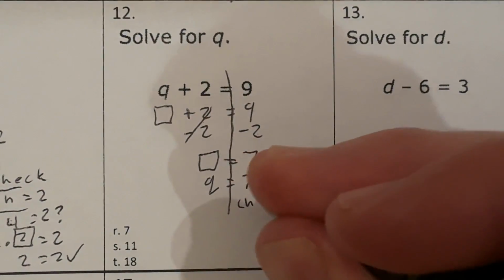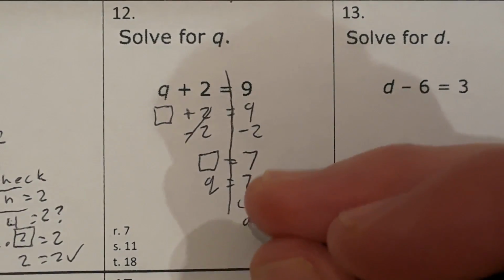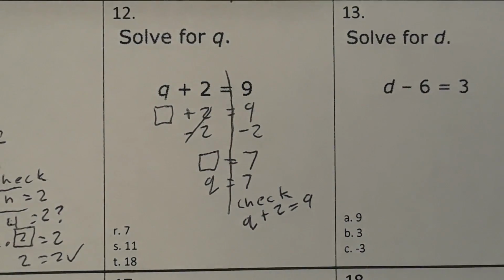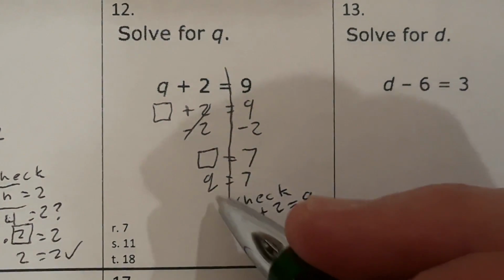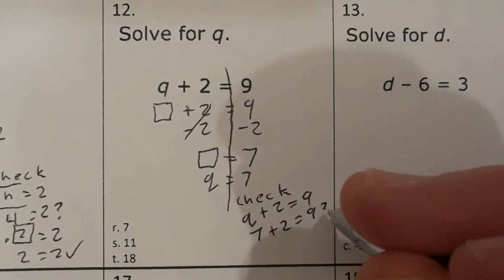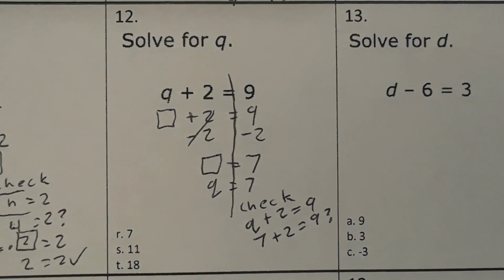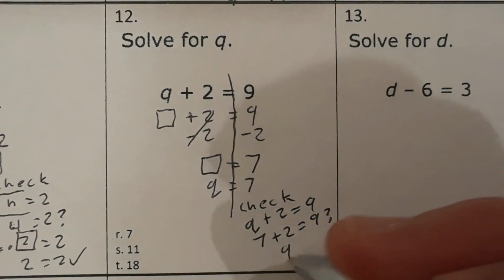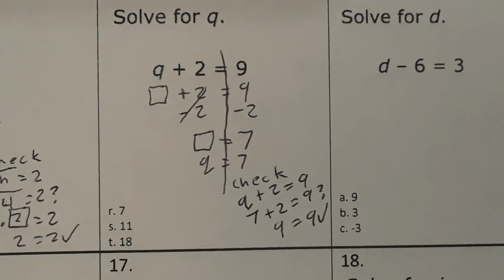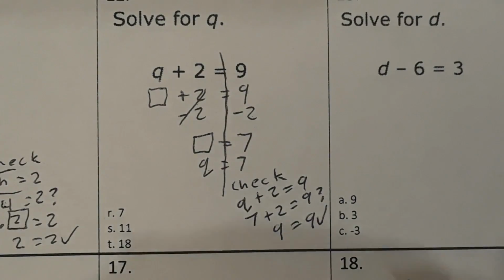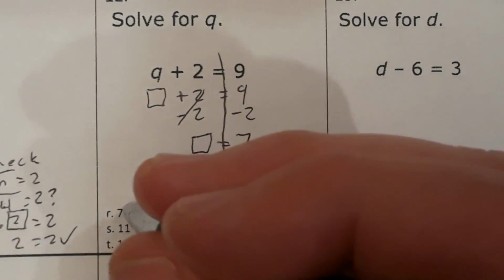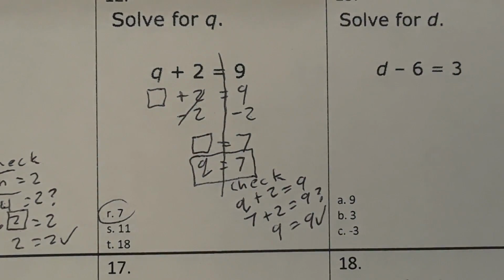Alright, here we go. Check and see if it's true. Q plus 2 equals 9. So now, if Q equals 7, change that Q into 7. 7 plus 2 should equal 9, question mark. And 7 plus 2 is 9, therefore 9 equals 9. Check, that works. So box around and find our answer here. Q equals 7. Therefore R is 7.